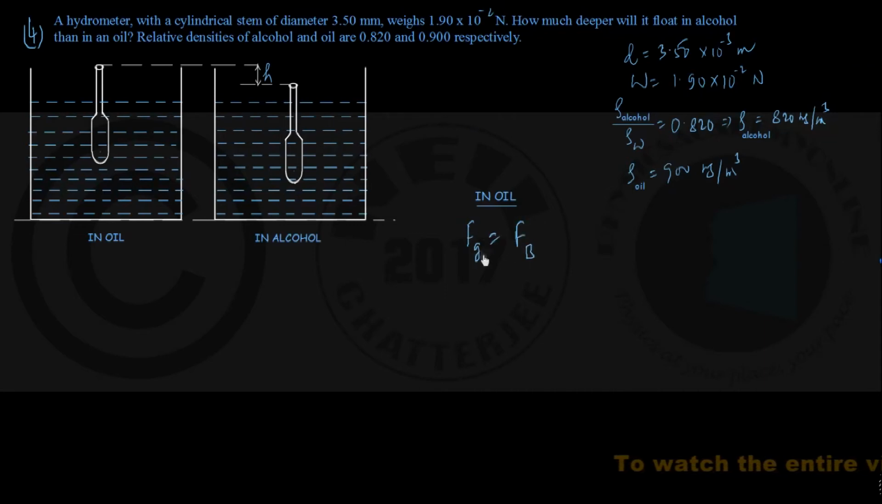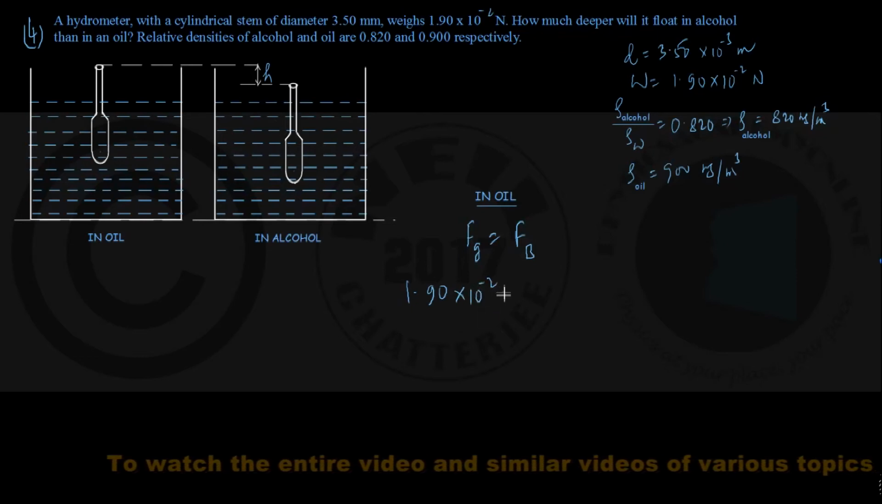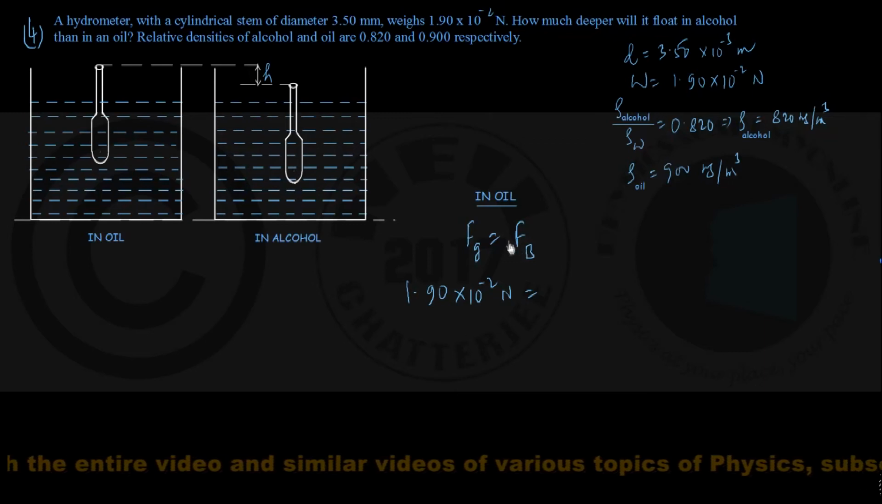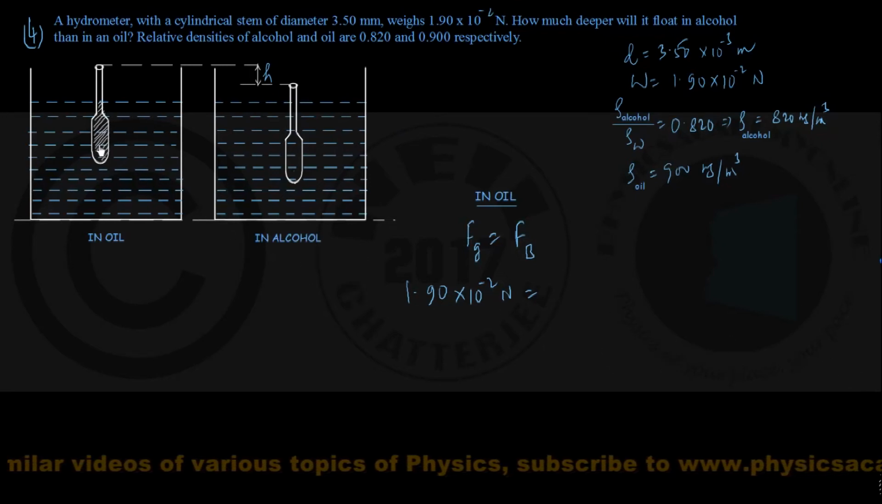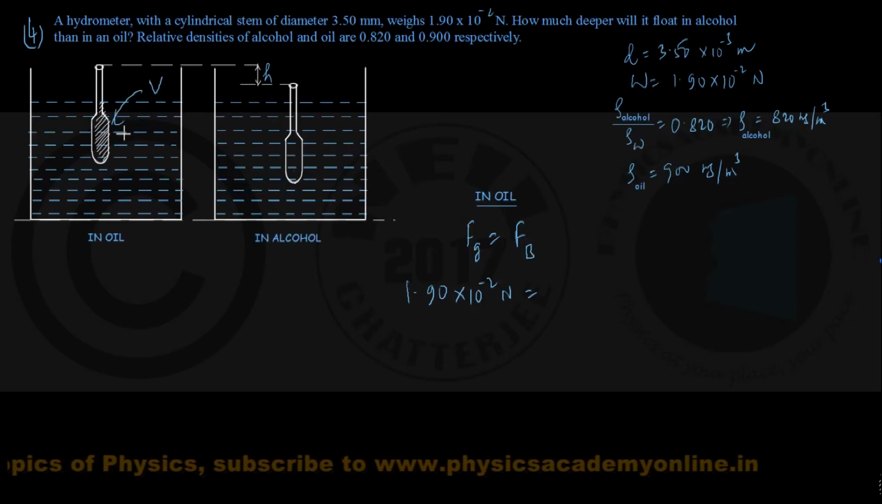Now in an inertial frame, the force of gravity and the weight are the same thing. Therefore, I can write down Fg is equal to 1.90 × 10^-2 Newton. That is equal to the force of buoyancy. By Archimedes principle, it is the weight of the displaced oil. Now, if I could highlight the portion of the hydrometer immersed under the oil surface by this shading, this immersed volume, let me take it to be capital V. Now this V is also the volume of the displaced oil.